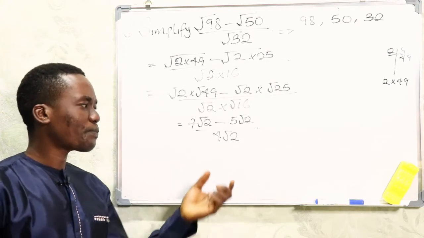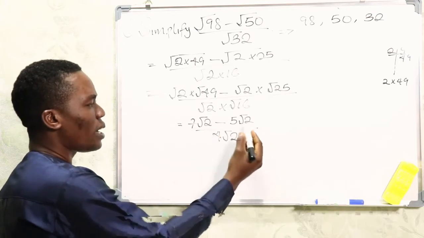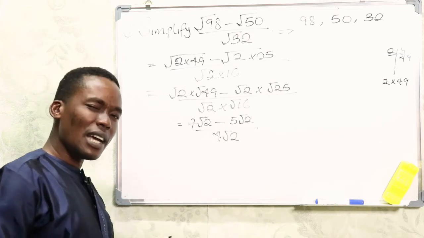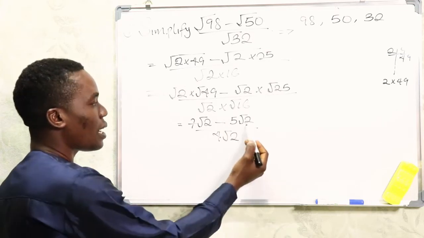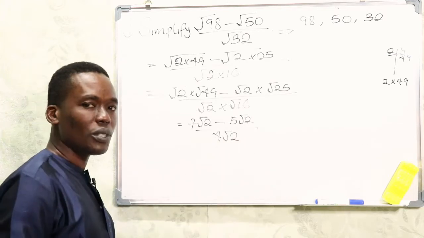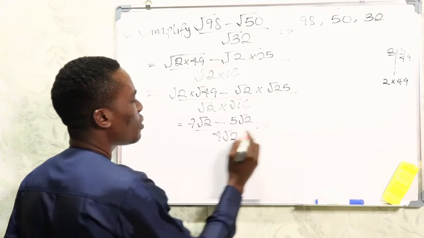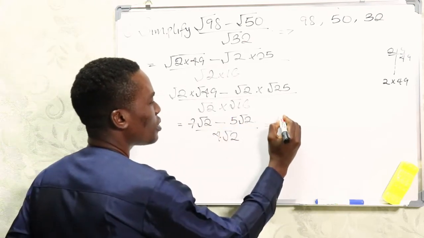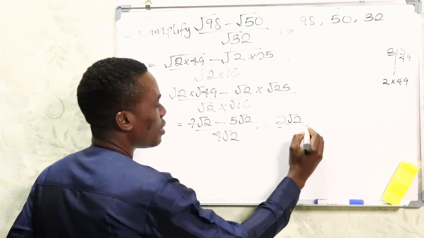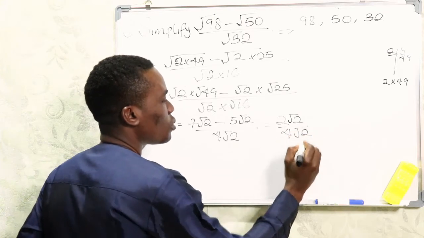Now, what do we need to do? In surds, there is a rule that when you have two numbers with the same root, you can easily add them and subtract them. Why? Because they have the same root. Since 7 and 5 have the same root, they can be subtracted, and that is the operation of surds. So this will now give us 7 minus 5, which is 2 root 2, divided by 4 root 2.